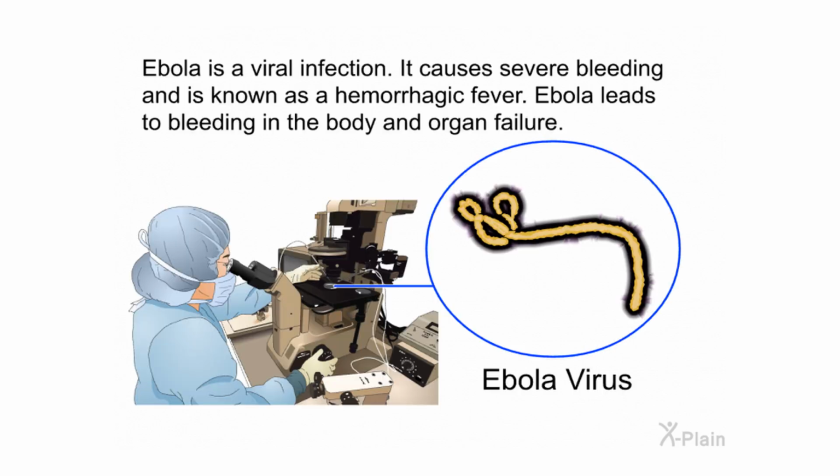Summary. Ebola is a viral infection. It causes severe bleeding and is known as a hemorrhagic fever. Ebola leads to bleeding in the body and organ failure.